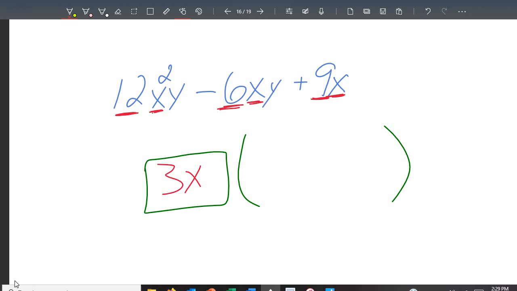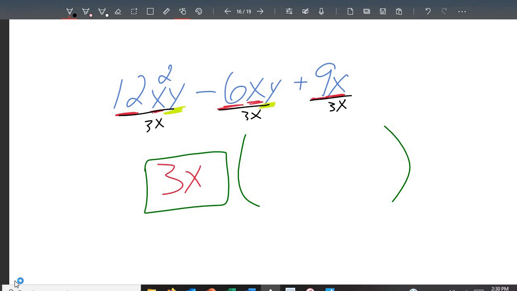This time though, notice this one has a y, this one has a y, but the third one has no y. Because only 2 of them have a y, we cannot put a y on the outside. Only 2 have the y, so no y goes on the outside. So we are dividing each one of these now by 3x. The y's will stay a part of the answer.